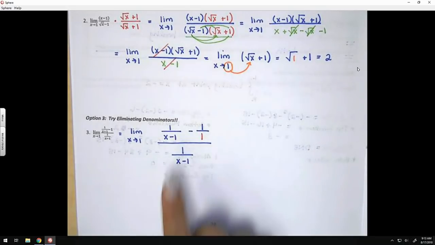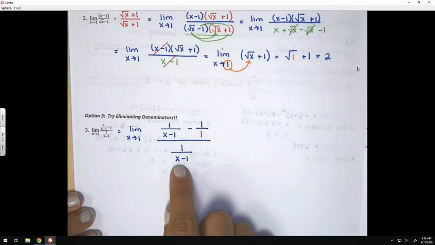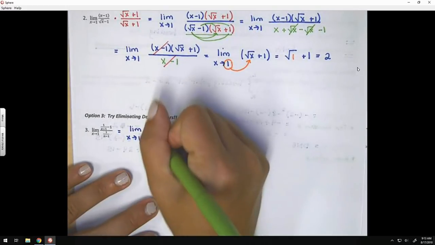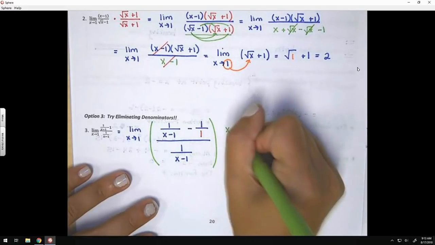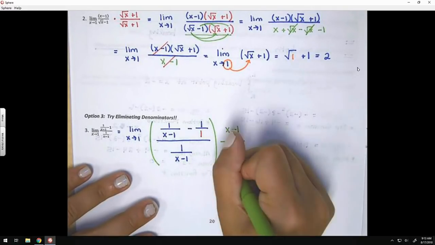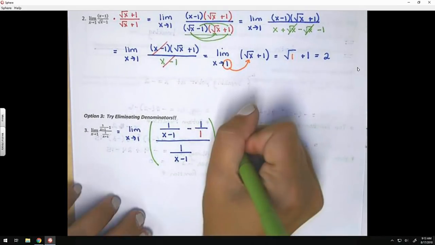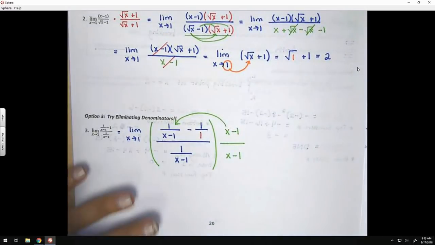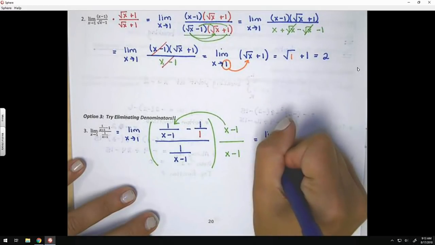So in this problem there are 3 denominators: x minus 1, 1, and x minus 1. The common denominator here would be x minus 1. So what I'm going to do is multiply everything in the top by x minus 1 and everything in the bottom by x minus 1. Now when I do that, here's what happens. I'm going to distribute to the first term here in my fraction. So I'm going to have the limit as x approaches 1.